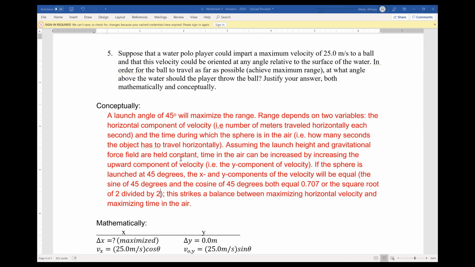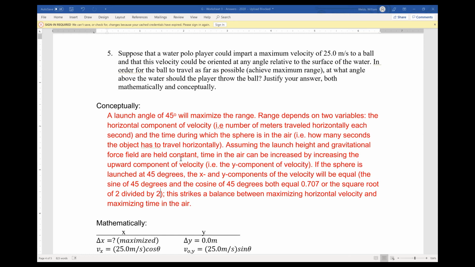So you've made your claim, you've explained your rationale, and you're given the evidence basically for how you can make that claim. And you've included just enough math to explain that the sine of 45 and the cosine of 45 give you the same value. And that's mathematically why they would contribute equally to the flight of the object.